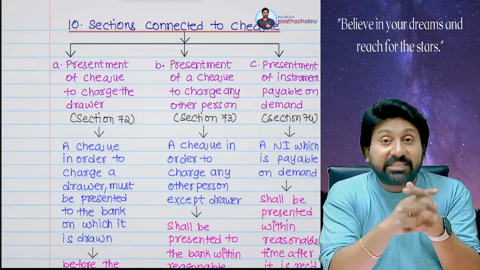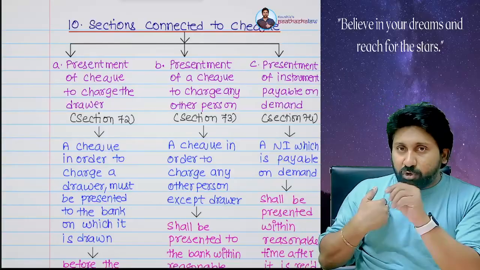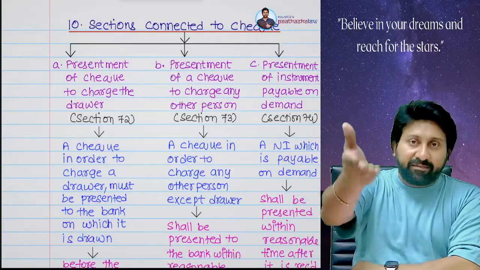Okay. What I said, a check is payable on demand. I am a drawer. I am a debtor. I gave a check to the creditor.